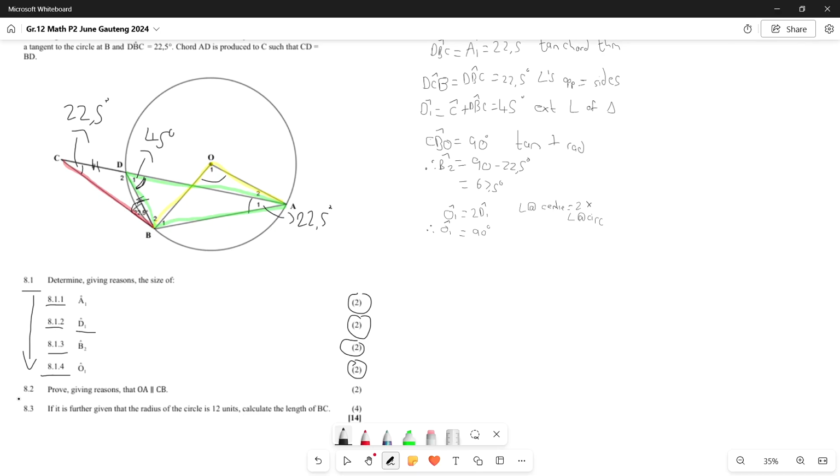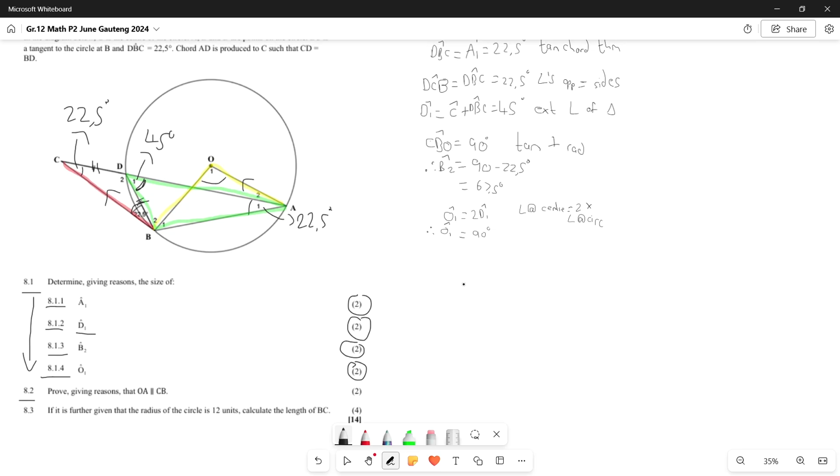Great, because then 8.2 over here says prove giving reasons that OA, so OA over here, is parallel to CB. So we need to prove parallel. So the best way to prove parallel is to work with the F, the U, or the N from our funky X. I'm not sure if your guys' teachers teach you this, but these are the important grade 10 geometry rules, which means that the F, the U, and the N all have to do with parallel lines over here.